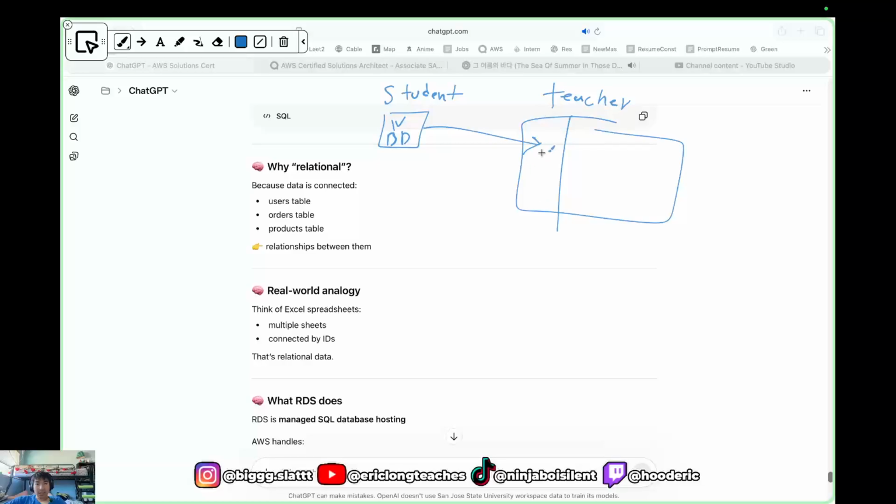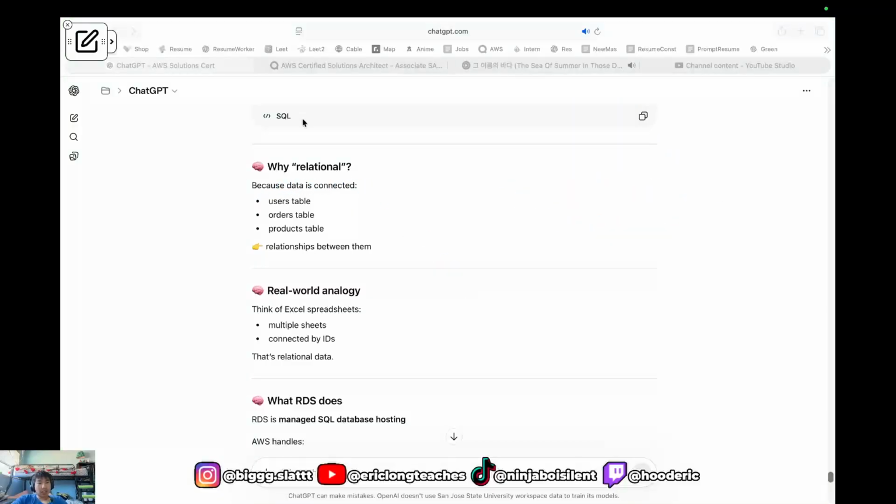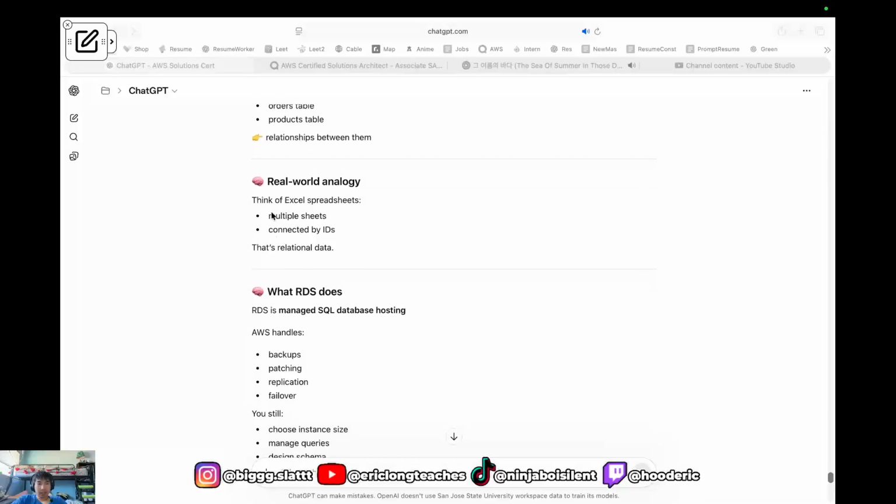So we could say students could be a column. Another column could be like subject. Another column could be like the number of classes it teaches. And one could be like school. You see how students are in teachers? So that's why we call it relational, because the data is connected. And from this example, we see that Excel has spreadsheets, so there are multiple sheets which are connected by IDs, and that's relational data.